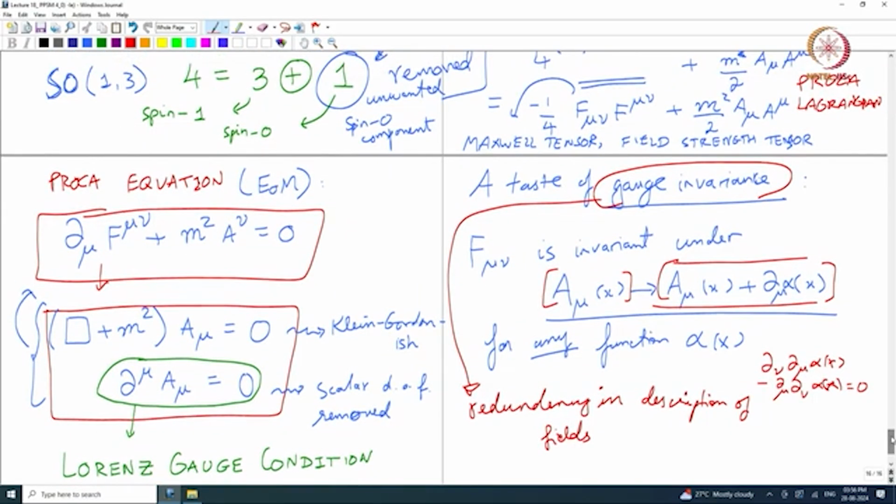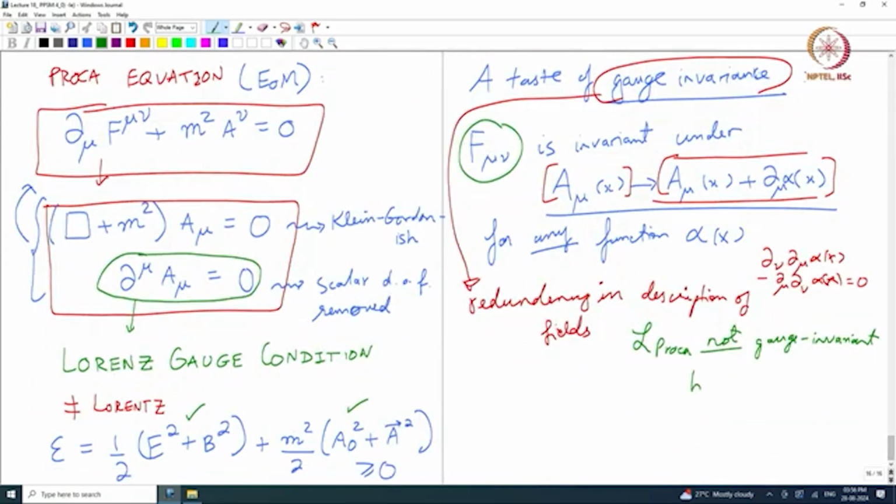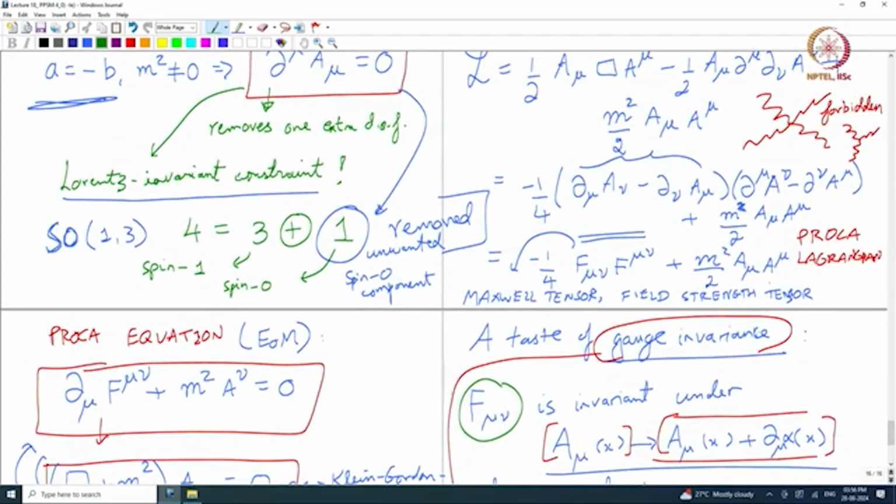Notice that the field strength tensor is invariant under this gauge transformation, but the Proca Lagrangian itself is not. The Proca Lagrangian is not gauge invariant. Why? Because of the mass term, right? Because of m square not equal to 0, right? So, this term is still not gauge invariant. This is, hence the combination is.